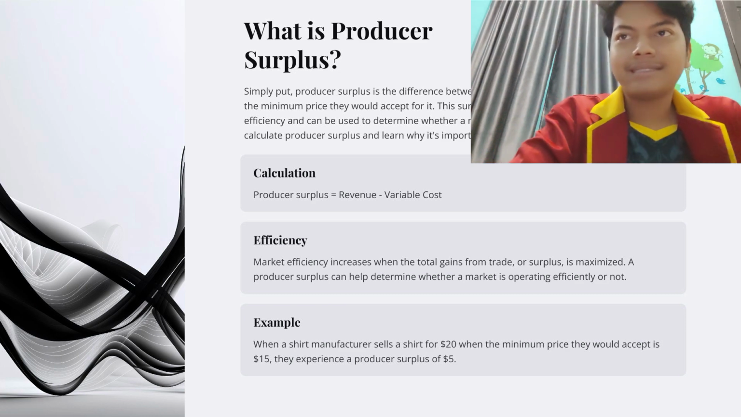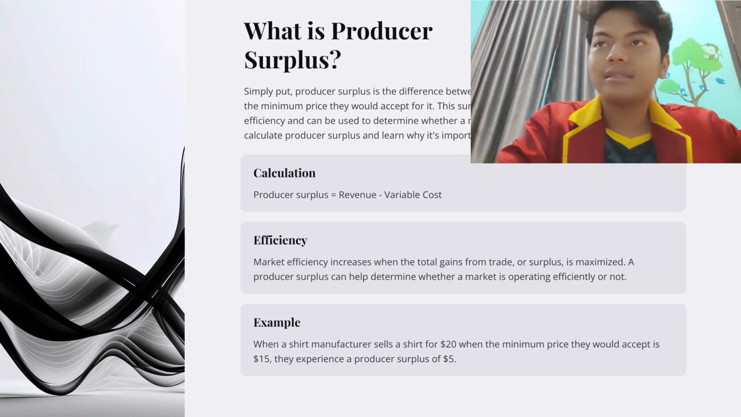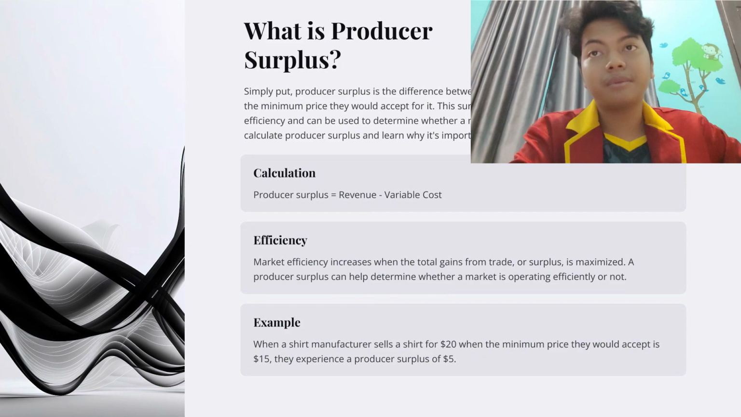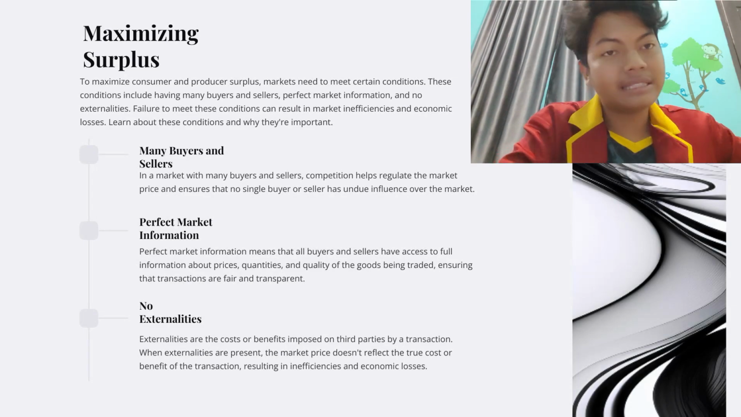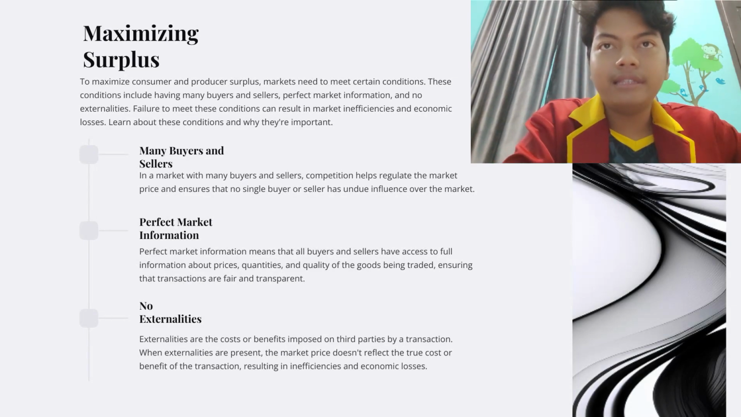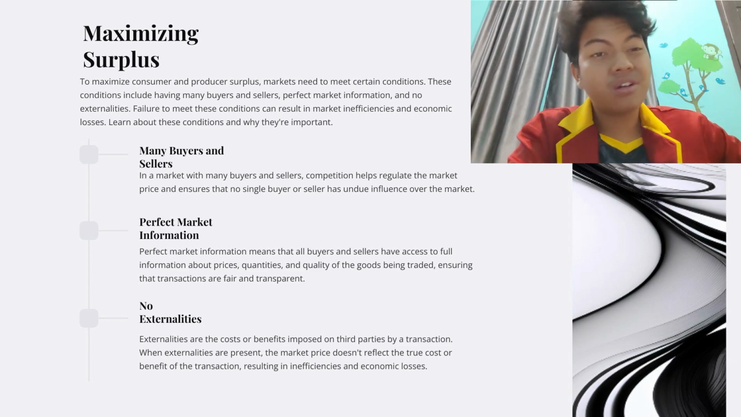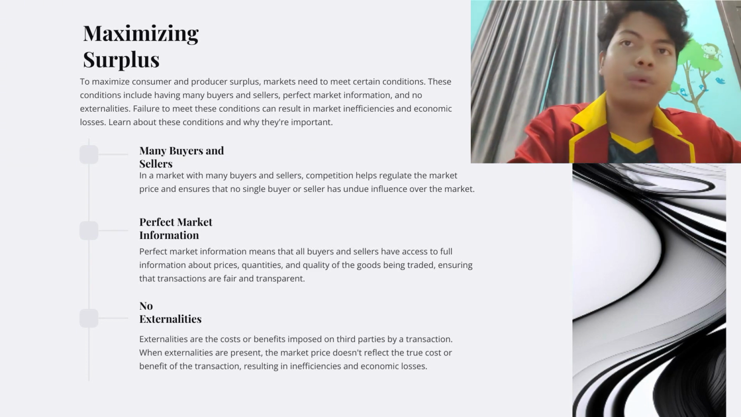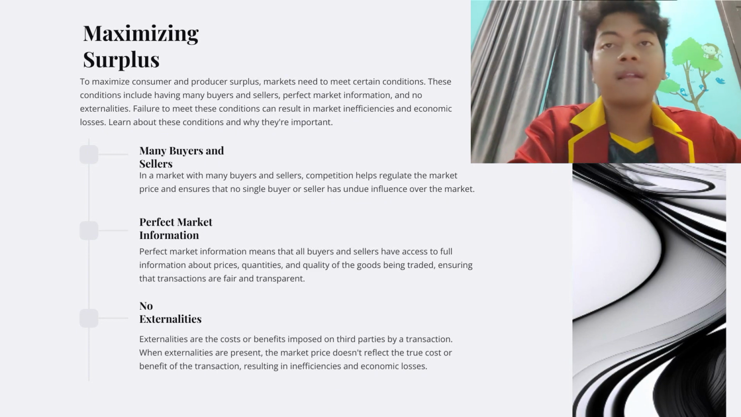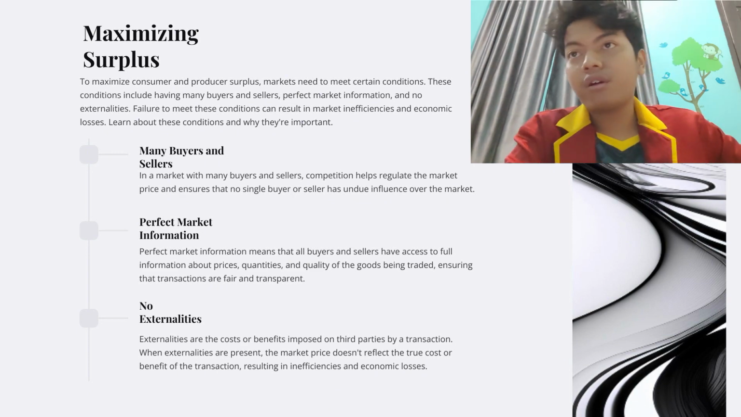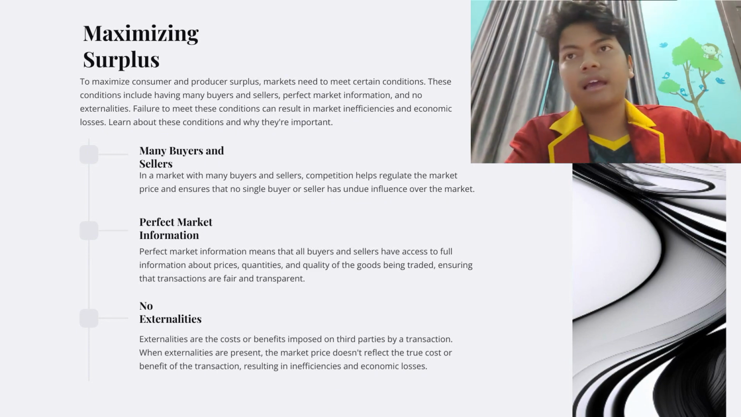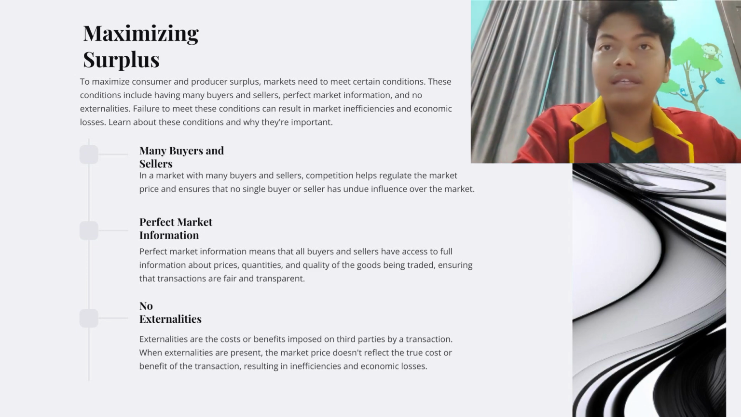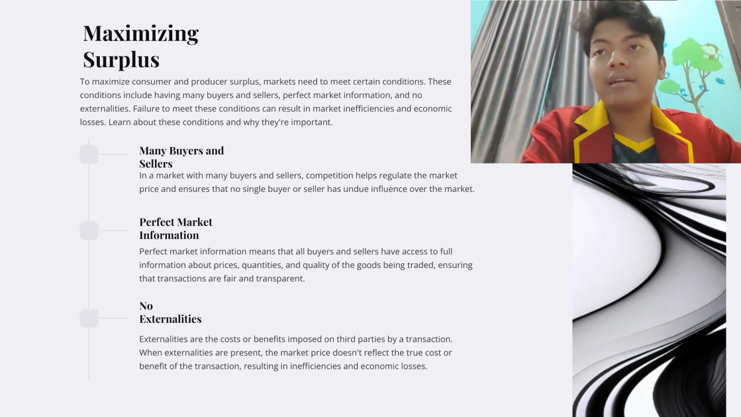Maximizing surplus. To maximize consumer and producer surplus, a market needs to meet certain conditions. These conditions include having many buyers and sellers, perfect market information, and no externalities. Failure to meet these conditions can result in market inefficiencies and economic losses. Learn about these conditions and why they're important.